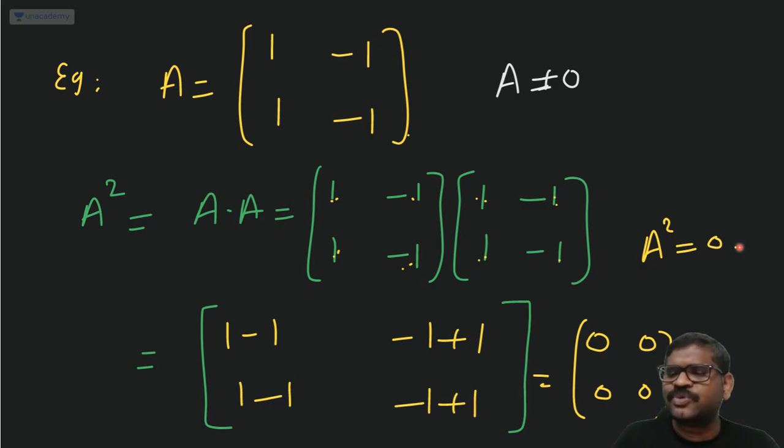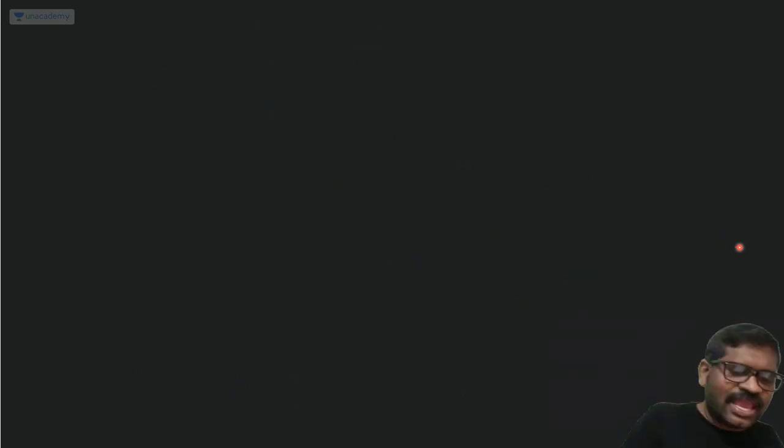Don't give your innovative thoughts here. You follow the definition. Whenever A power m is 0 and A power m minus 1 is non-zero, then you can say that it is a nilpotent of index m. Simple logic. A is not a null matrix.